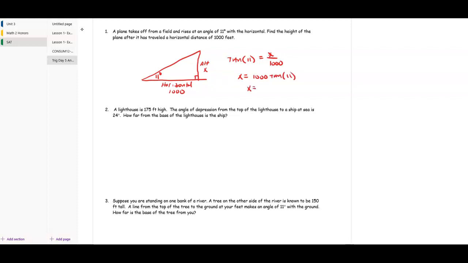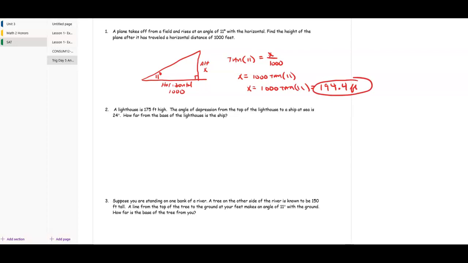And now to solve this, it's 1,000 times the tangent of 11 degrees. So right away, the altitude would be, I'm basically going to go to my calculator and type in 1,000 tan 11, and that would give me approximately 194.4 feet in the air. Okay.